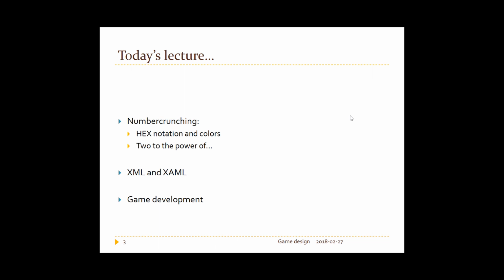So today's lecture, first, some things about number crunching. Well, hex notation, colors, 2 to the power of, binary systems, etc. And why is this of interest, also XML and XAML? Well, because this is part of the programmer's toolbox and things that are good to know. And also, if you understand these things, the game development will become easier for you. And game development is part 2 of today's lecture.